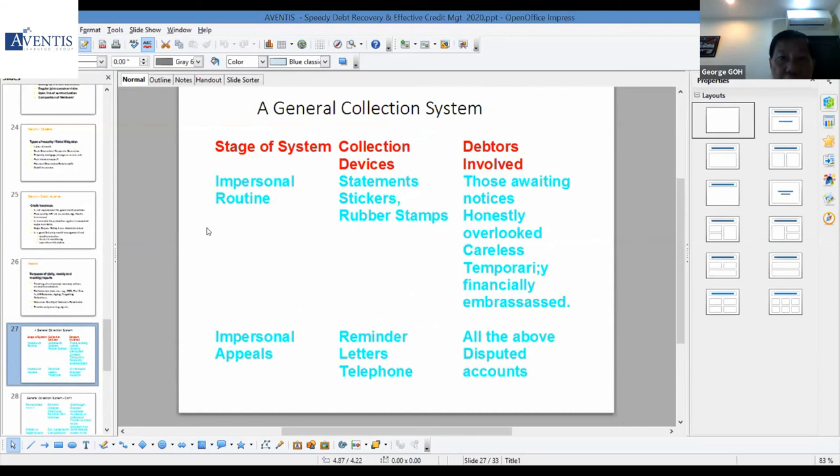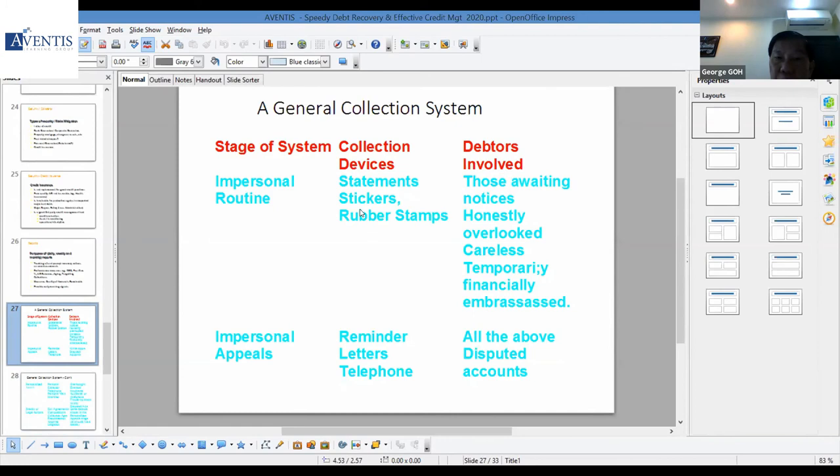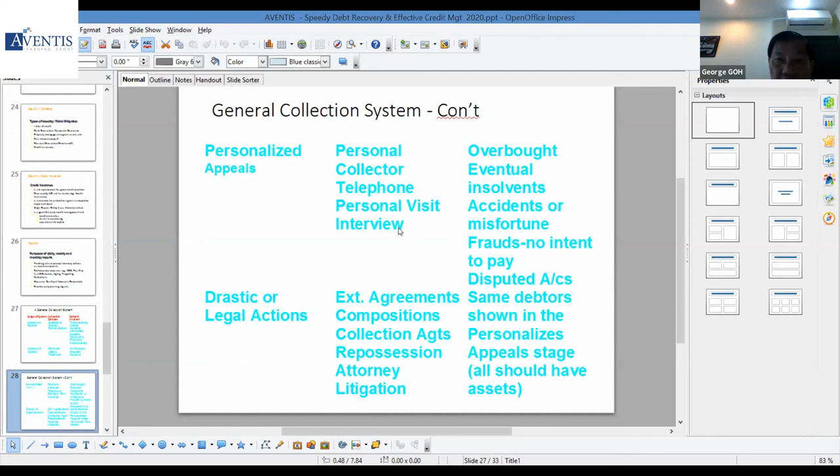What kind of devices do we use in each stage? There are actually 4 stages in the debt collection system: personal routine, personal appeal, personalized appeal and drastic action. The collection devices we use are like statement, sticker, rubber stamp, reminder letter, telephone. And visit is in the third stage. Then of course, when all these don't work, you still need to collect your money. Then we use the so-called stronger action, like collection agents and legal action.